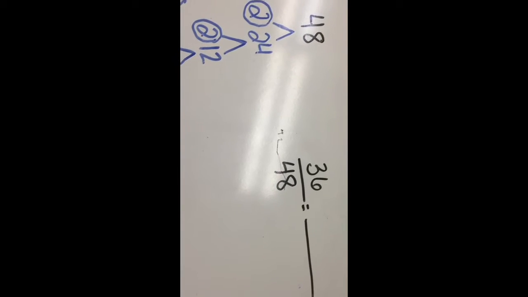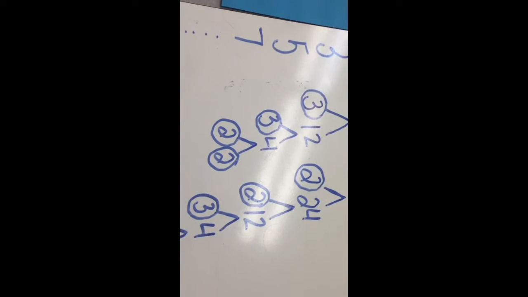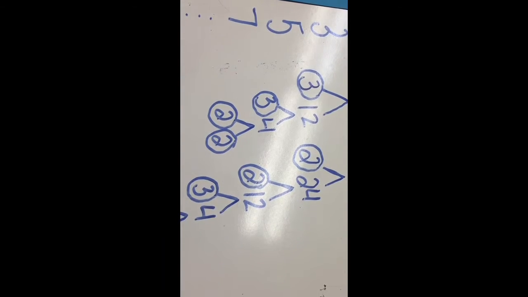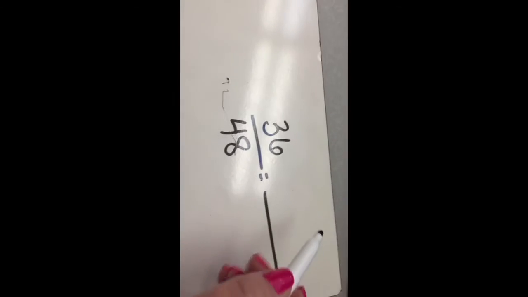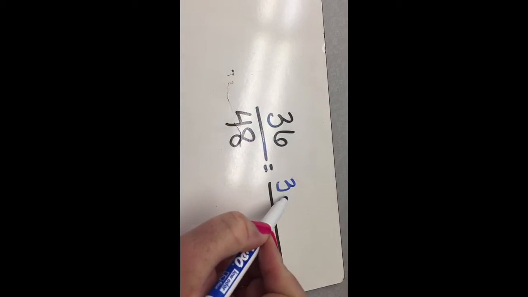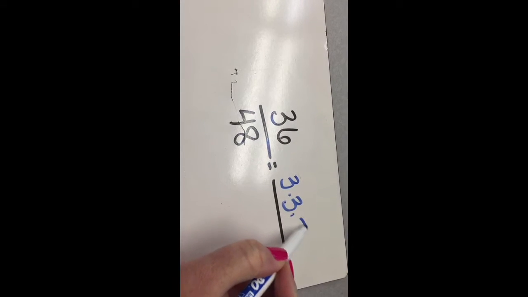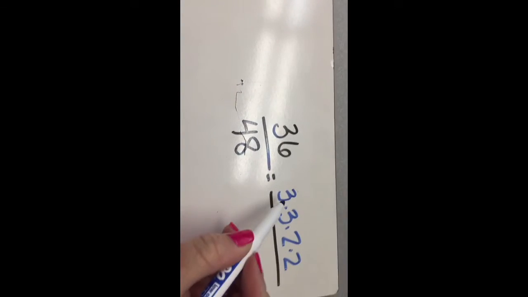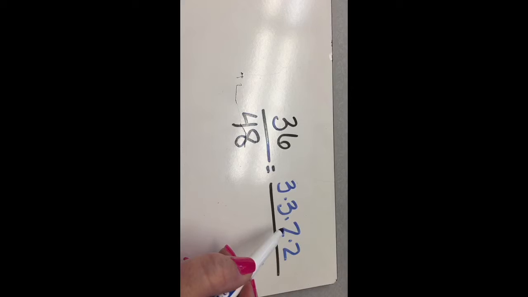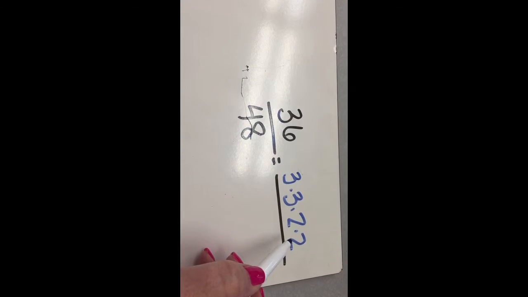The prime factors of the number 36, let's look back over here, are 3 times 3 times 2 times 2. I'm going to keep it in that same order: 3 times 3 times 2 times 2. So 3 times 3 is 9, times 2 is 18, times 2 is 36.